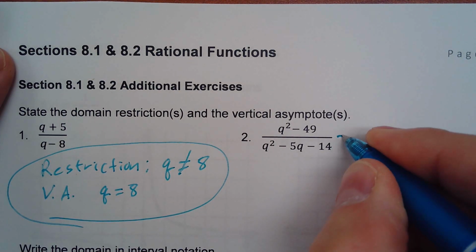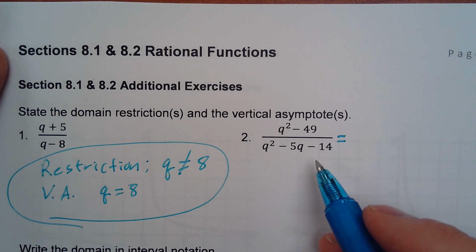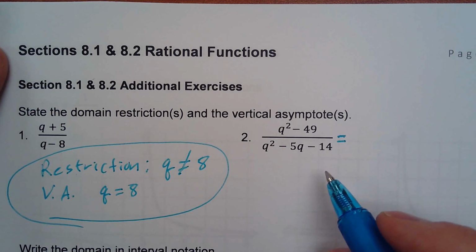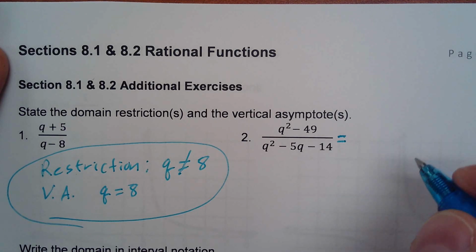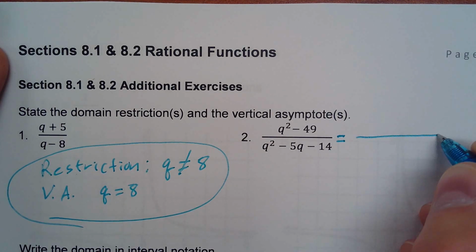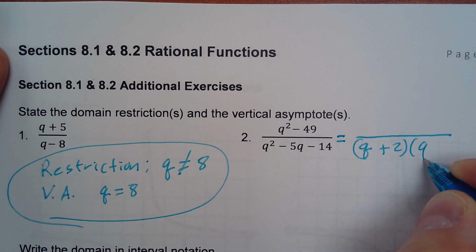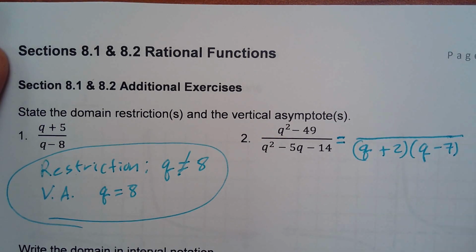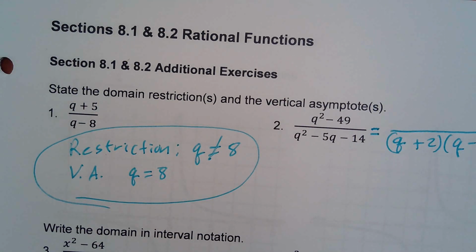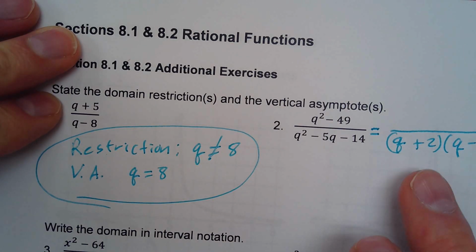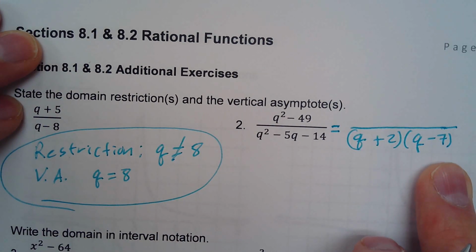To get our restrictions, we've got to factor the denominator. And so if I look at negative 14, I've got to find two factors of negative 14 that add up to negative 5. And that would be negative 7 and positive 2. So this denominator is going to factor into q plus 2 times q minus 7. Now in terms of domain restrictions, I don't care about the numerator, I'm just caring about the denominator. So I have two domain restrictions. Q cannot be equal to negative 2 and q cannot be equal to positive 7.